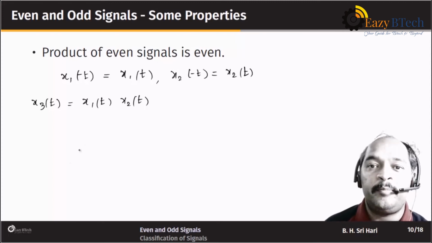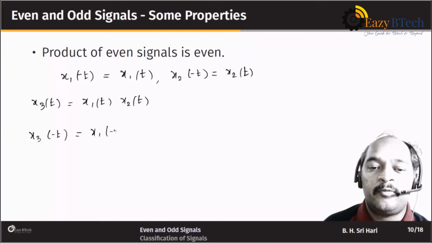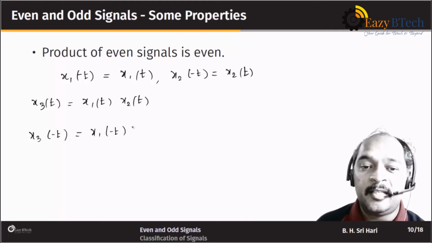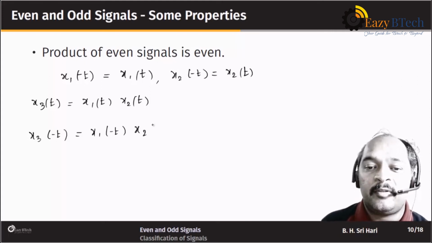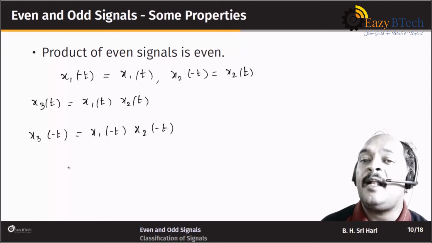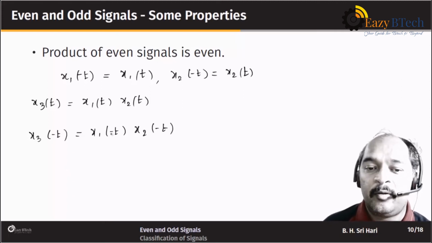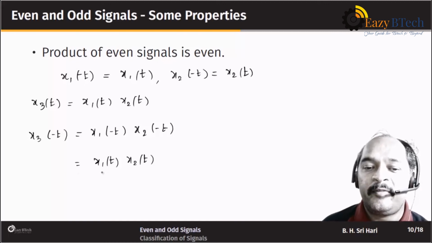So what should I do? I should replace t with minus t. So what do you get? x3 of minus t is equal to x1 of minus t, noting that we have to replace t with minus t, multiplied with x2 of minus t. But we know that they are even signals, and hence this should be equal to x1 of t multiplied with x2 of t. So what is it that we have got? We have got the final answer to be x1 of t multiplied with x2 of t, but that is nothing but our x3 of t.